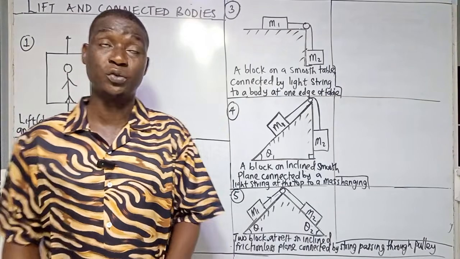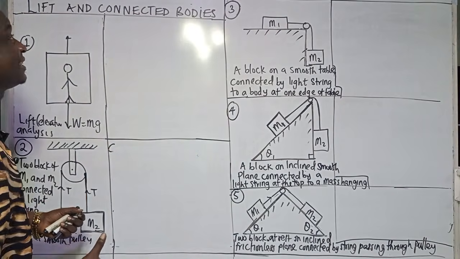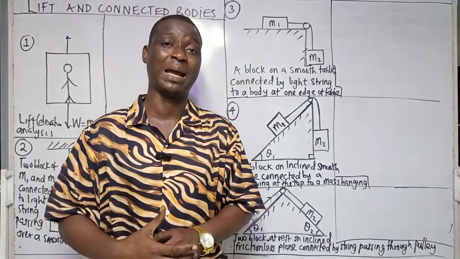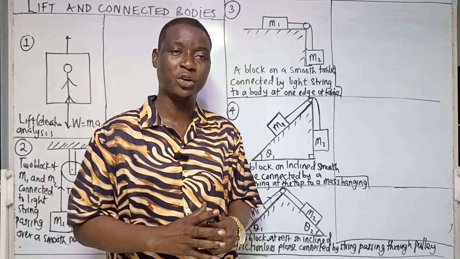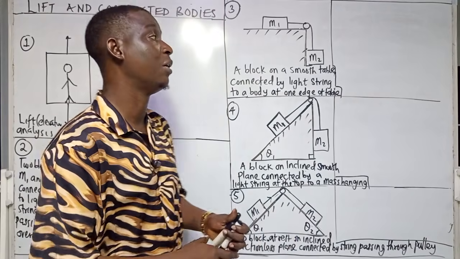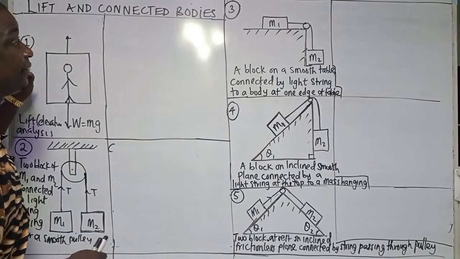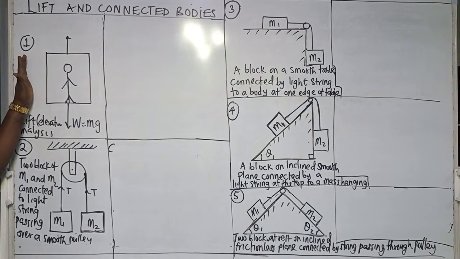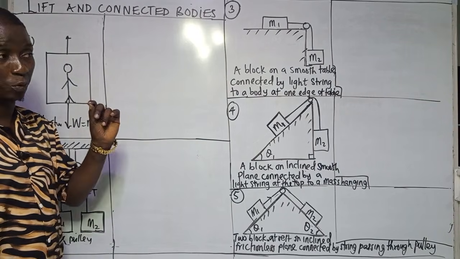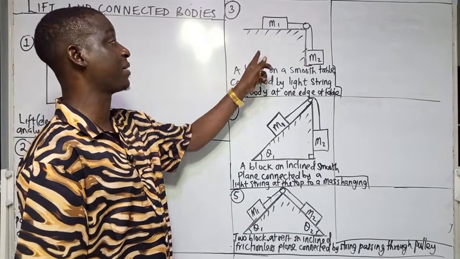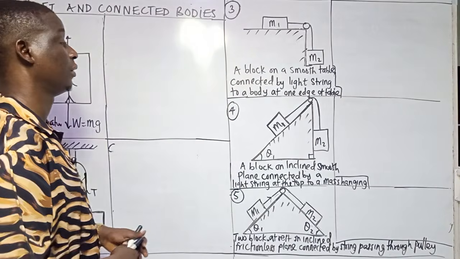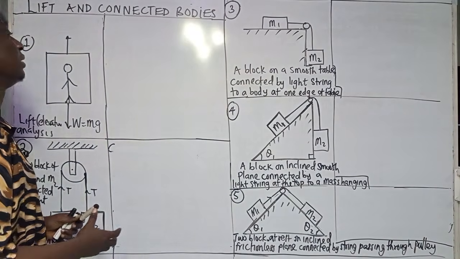I want to solve questions on, or talk about, the analysis of lift and connected bodies, but I don't want to waste too much time in this class. So I'll be majoring on the shortcuts and other things that will make the work faster. In this case, we are going to look at lift or elevator analysis. Then we are going to look at connected bodies. But in connected bodies, there's a condition. In this chapter, we're going to consider smooth surfaces. So I want you to listen and enjoy it.